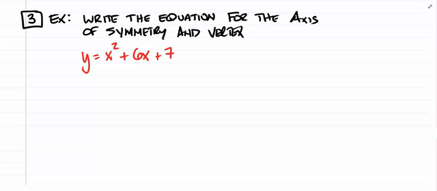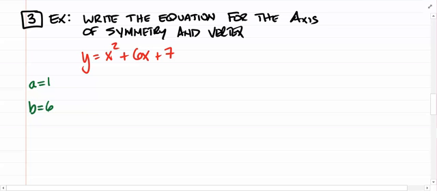Okay, box number 3, let's do an example start to finish. Write the equation for the axis of symmetry and the vertex, given the quadratic x squared plus 6x plus 7. So here's the first thing that we're going to do. We're going to find the value of a, which is 1. Hopefully you see that. The value of b is 6, and the value of c is 7. So that's my first thing that I want to do. I want to get those 3 things down.